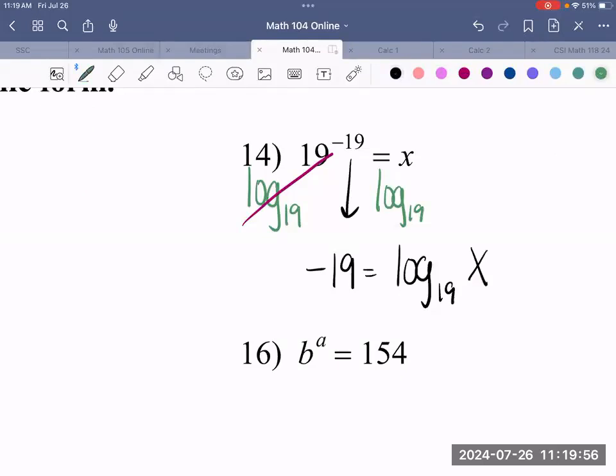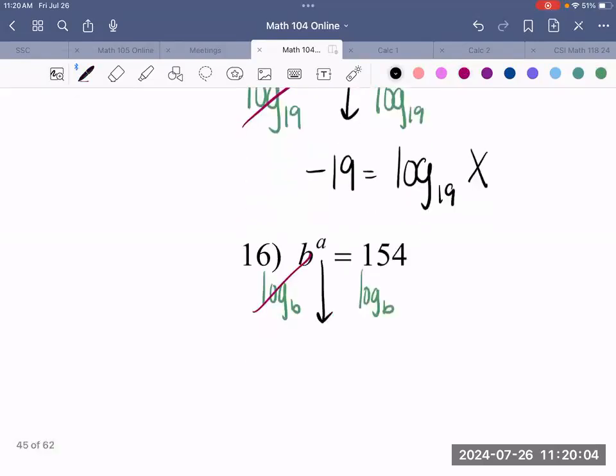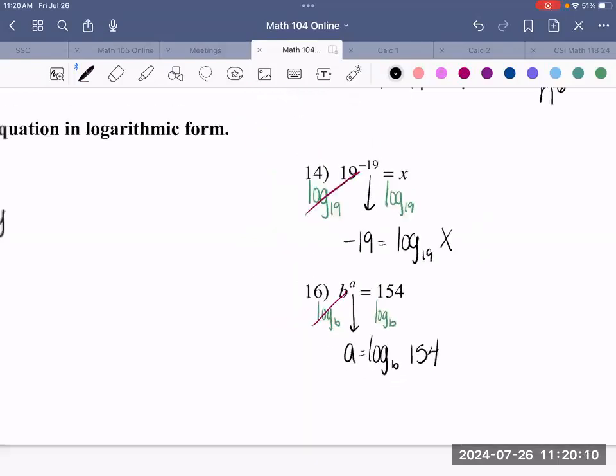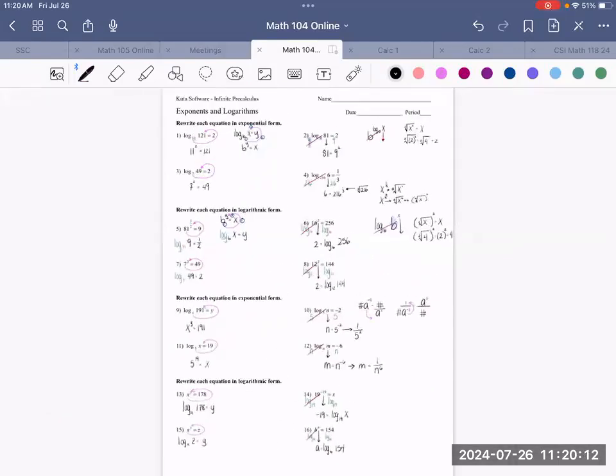Same thing here. We're going to write log of base b to both sides. They cancel, and your a value drops. And there you'll have it.